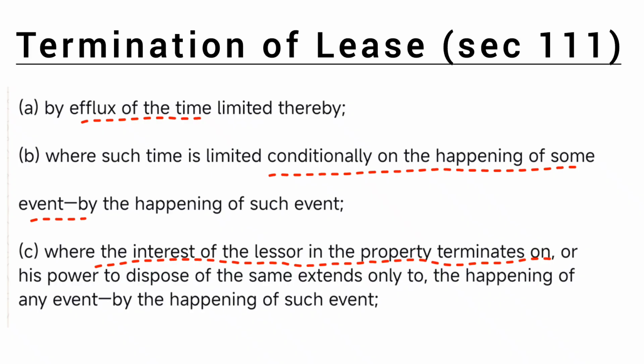Now, the third method: if the interest of the lessor is ended, then the lease will also end. That means, let me give you an example. A person has been given a property for life interest. That person gives that property in lease.